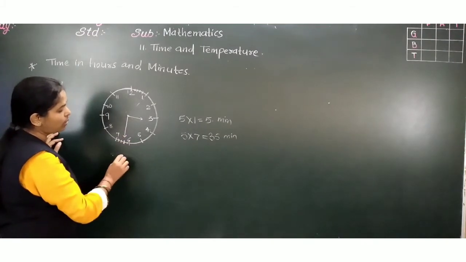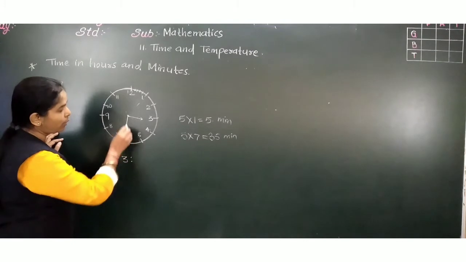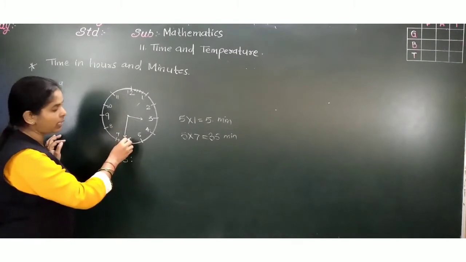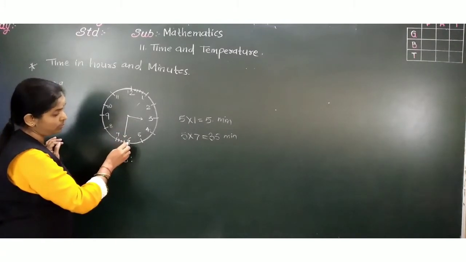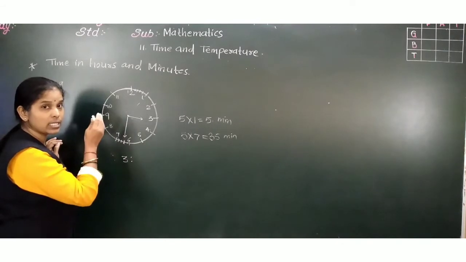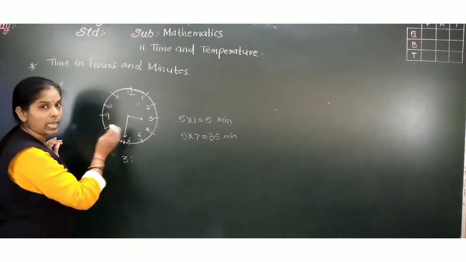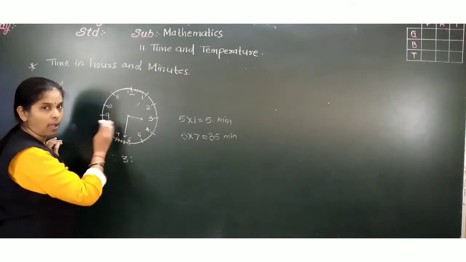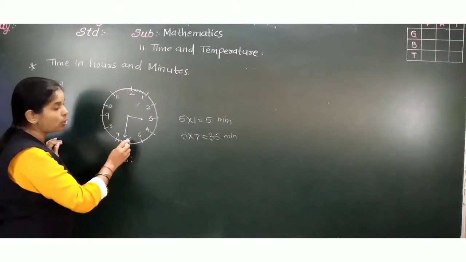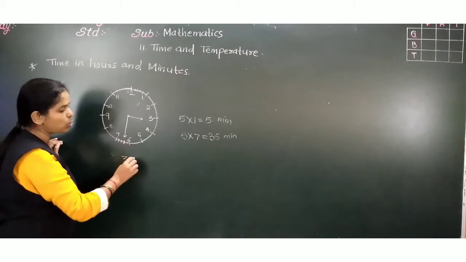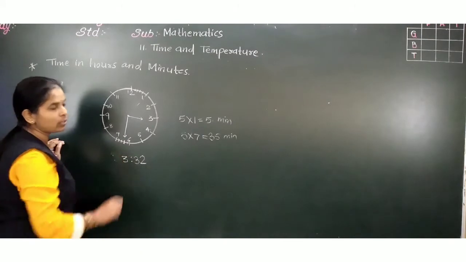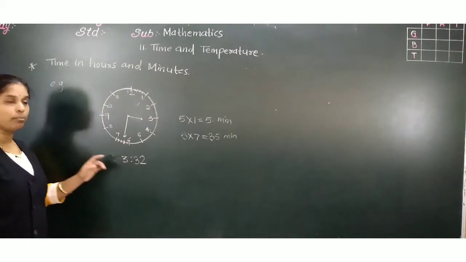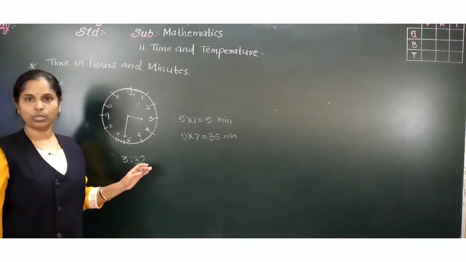You can say 3 o'clock. If it is here, then 6 5s are 30. And how many divisions ahead it is? It is 2 divisions ahead, means 2 small divisions beyond 6. So 6 5s are 30 plus these 2, 32. So what is the time? 3 hours and 32 minutes. In this way we have to find out.